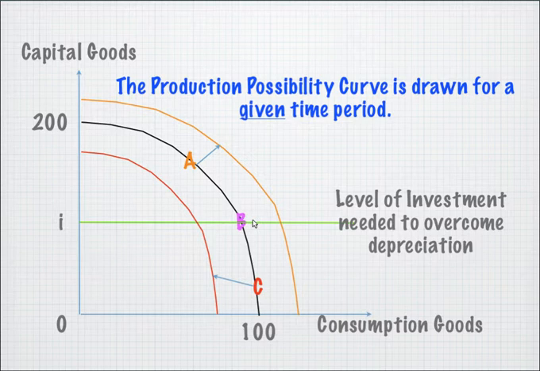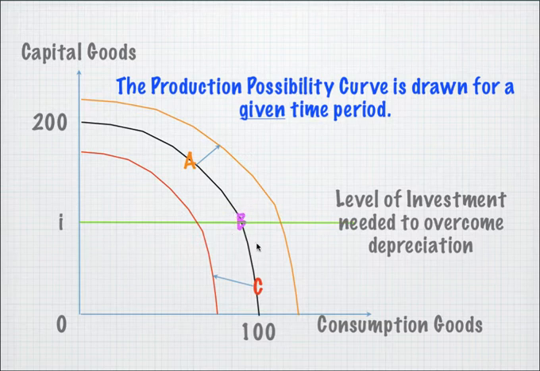So let's say now the economy chooses to produce at point B. What happens in the next time period? Next time period, let's say next year, we will still be at this black production possibility curve. There will be no change to our production possibility because we have managed to overcome the level of depreciation by producing this amount of capital goods.